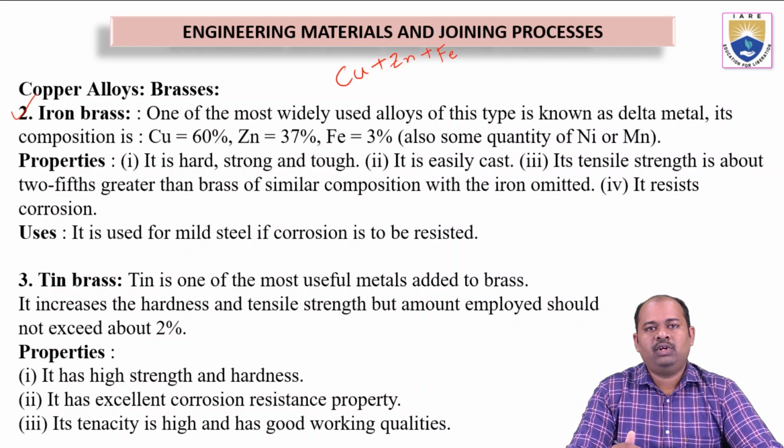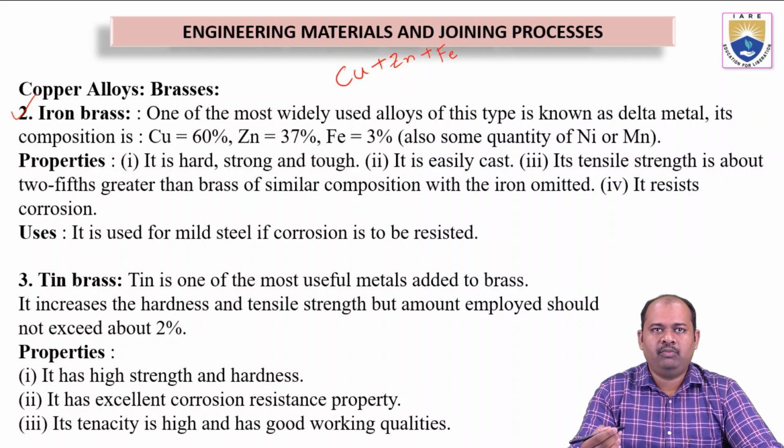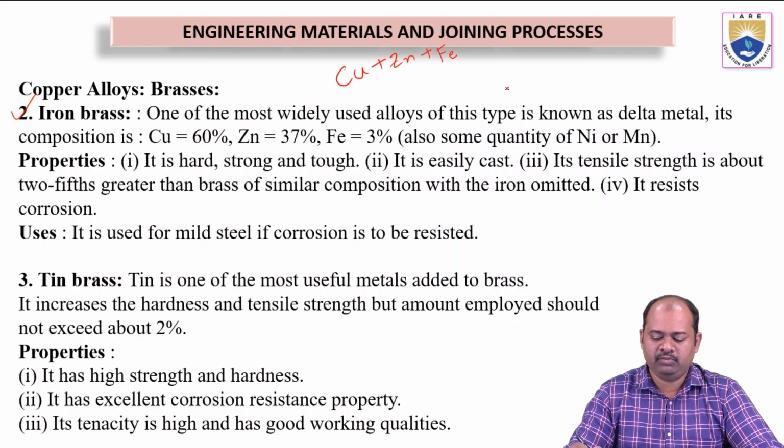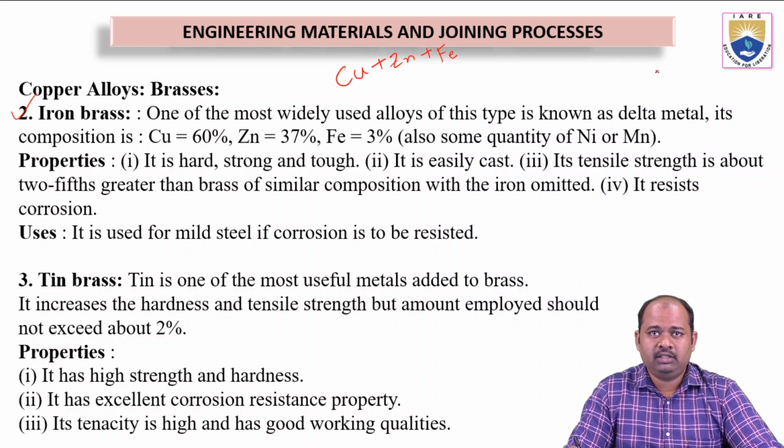Okay, now let us see what an iron brass is and how it is going to show different properties. One of the most widely used alloys of this type is known as delta metal. So in iron brass, it is mostly called delta metal. Why?